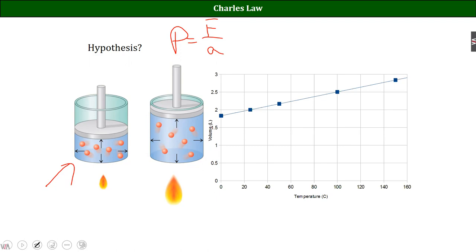But the problem is it's not proportional. We have this nice straight line here, but it doesn't go through the origin, which means if we wanted the equation for this line, it would not be a simple equation, right? It would have an intercept, right? And if it has an intercept, that means we can't just use a conversion to get from one to the other. So we would expect volume to be proportional to temperature, but that's not what we see.